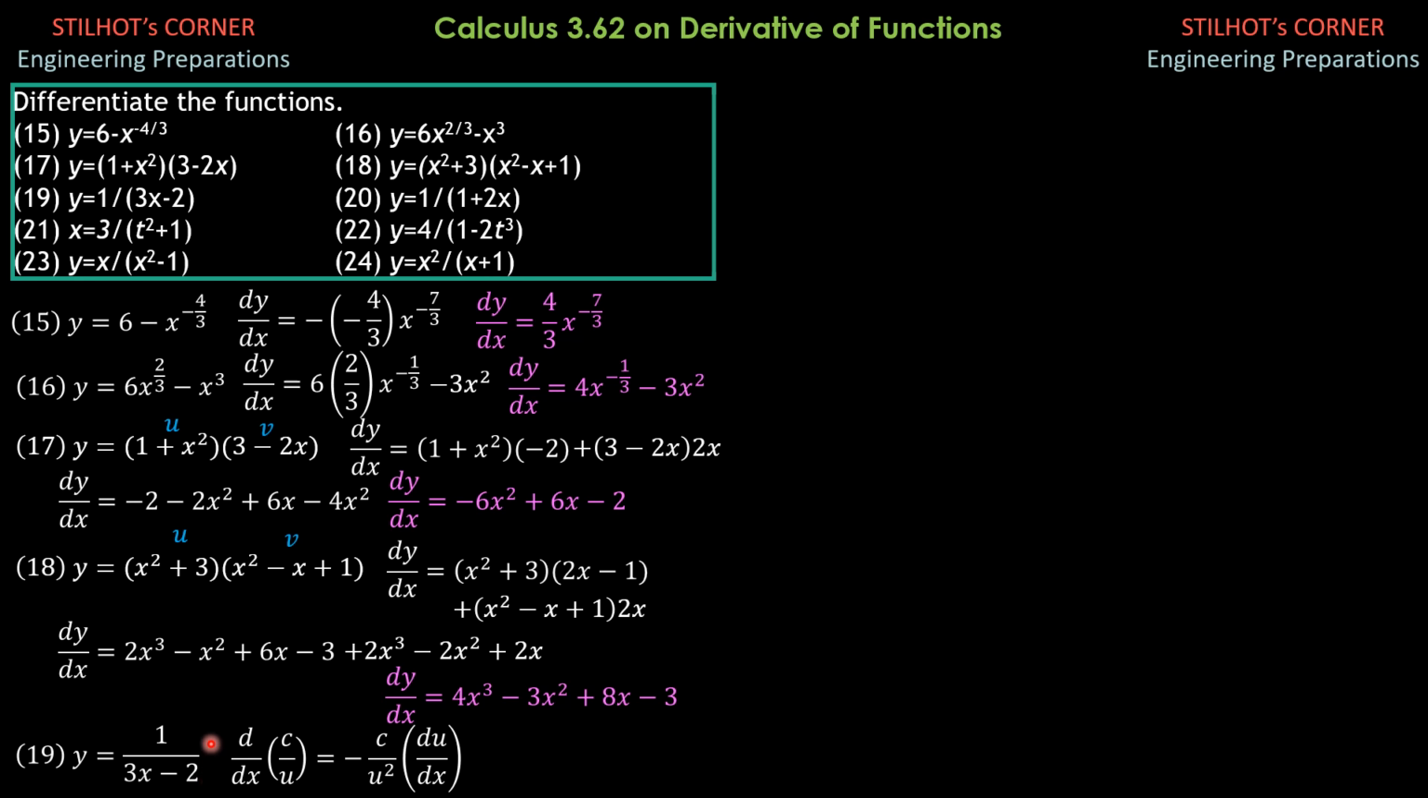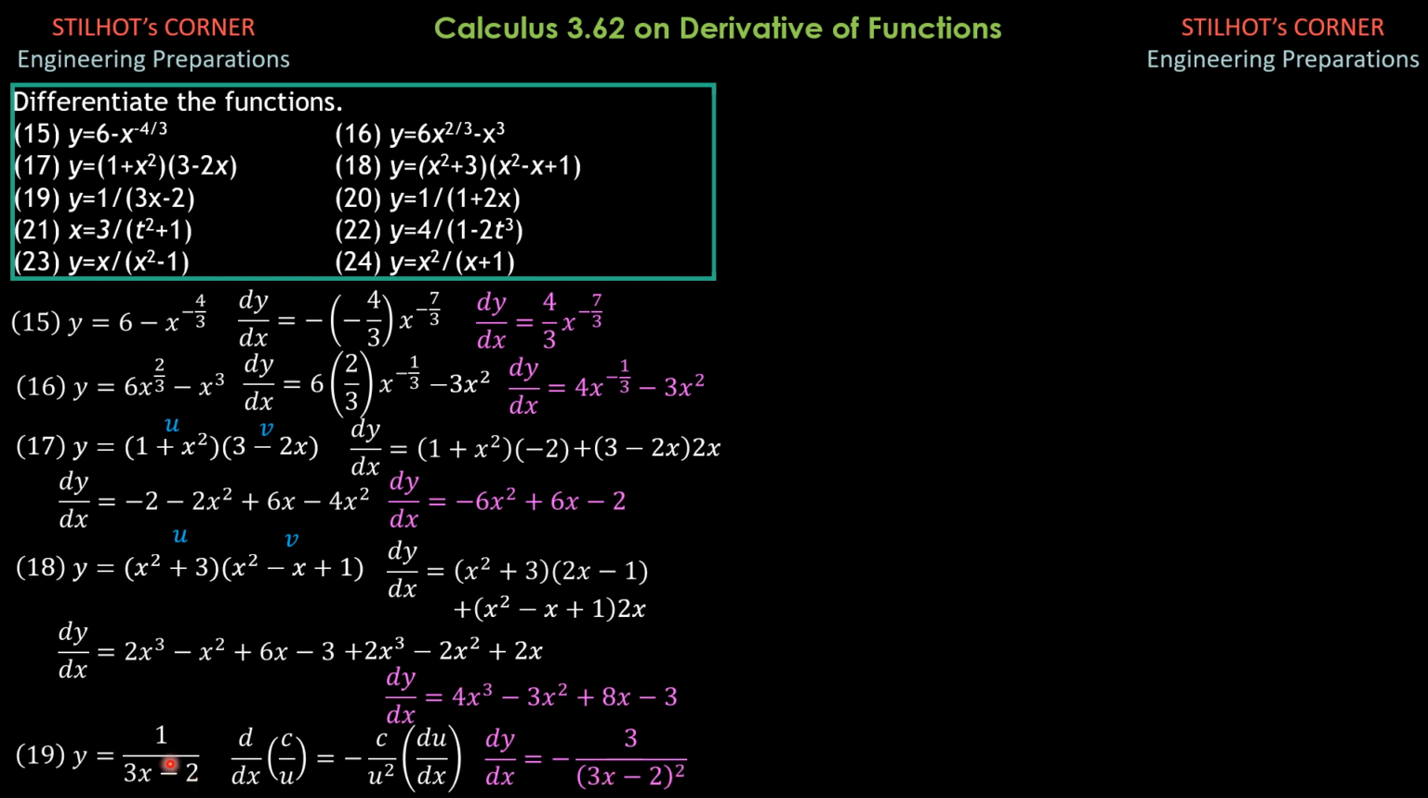So therefore, the answer is negative 3 over quantity 3x minus 2 squared. Here, if we use this guide, the answer is the same because du/dx is 3. So negative of 1 times du/dx, which is 3, all over u squared, all over (3x minus 2) squared. So the answer is negative 3 over quantity 3x minus 2 squared.